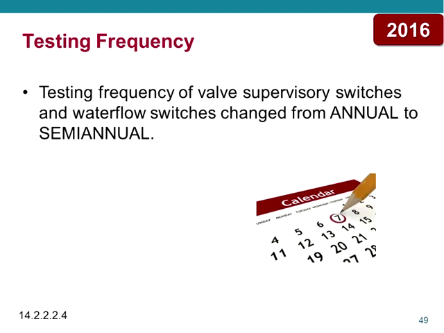This was a correction, by the way. The testing frequency of valve supervisory switches and water flow switches was inadvertently changed to annual in the 2013 code cycle. And we changed it back to semi-annual because we're not sure how it happened. The record wasn't very clear. It wasn't intentional, but we can't make the change without the committee's consent. So NFPA staff alerted the committee chair, and they put in a public input to make this change, and we reverted back to previous language.